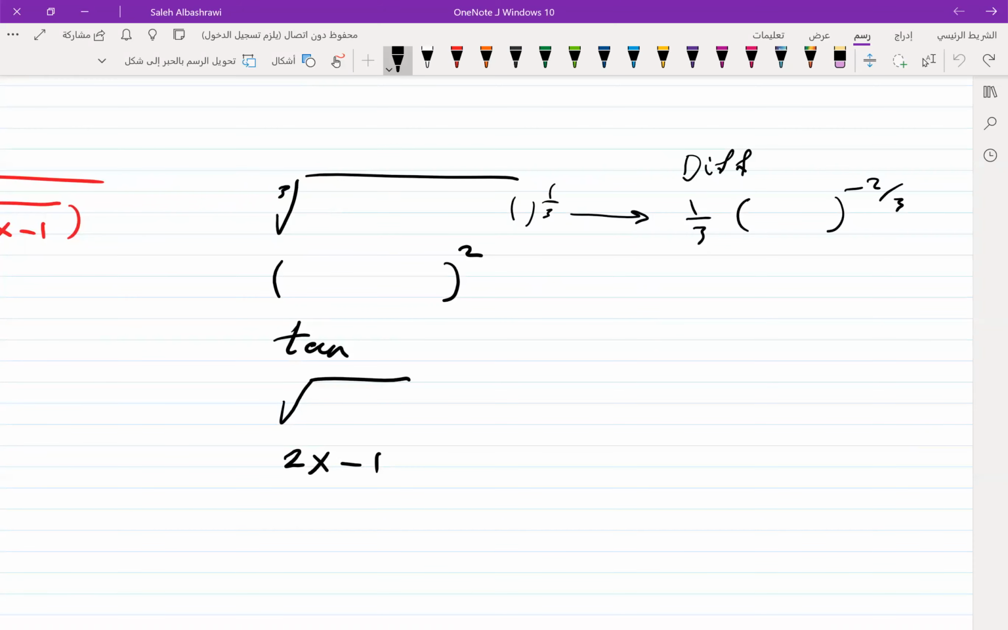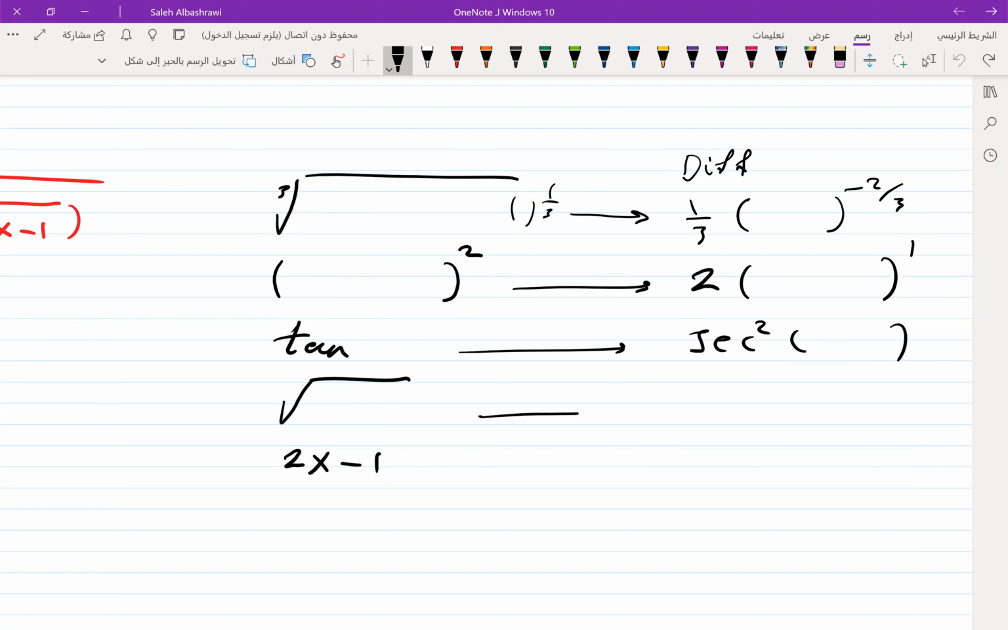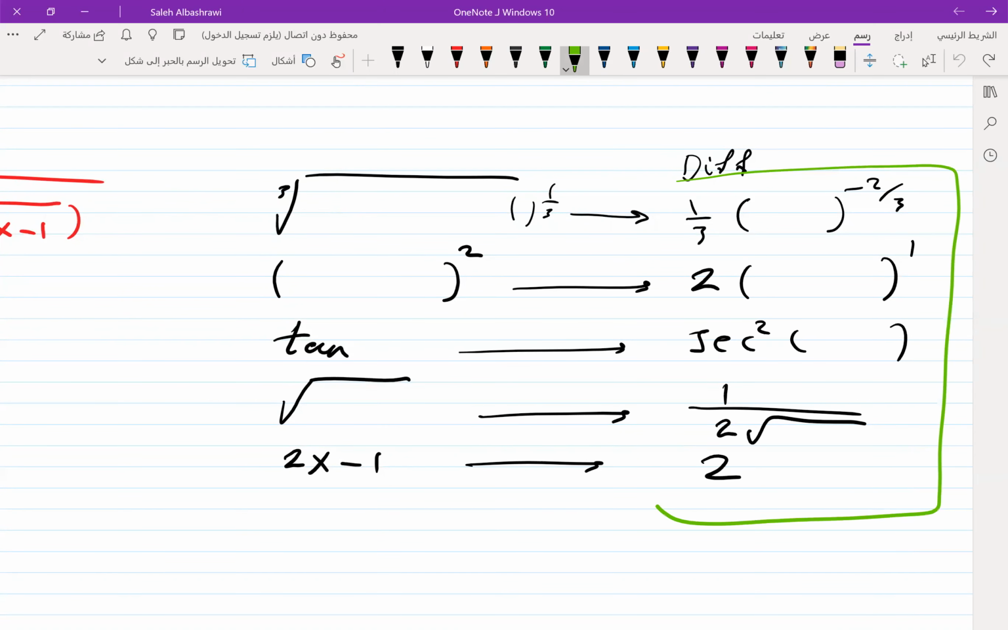2 over 3. Now the second one, this one, it is 2 multiplied by something to power 1. The derivative of the third one, tangent, will give me secant square. We have to keep the angle. Fourth one, derivative of the square root is 1 over 2 square root. Last one, 2x, will give me 2. So the derivative will be the product of these 5 derivatives.